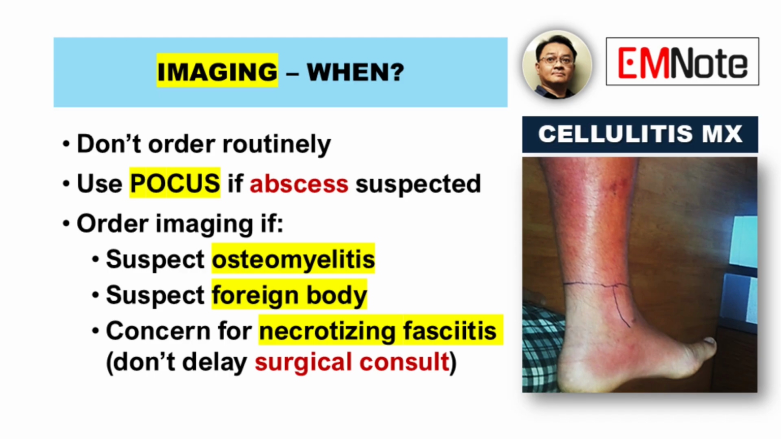There are select situations where further imaging like X-rays, CT, or formal ultrasound should be considered. These include suspected osteomyelitis, the presence of a foreign body, or clinical features that raise concern for necrotizing fasciitis. It's important to note, though, that imaging should never delay surgical consultation if there's clinical suspicion for necrotizing fasciitis. Time is critical in those cases.